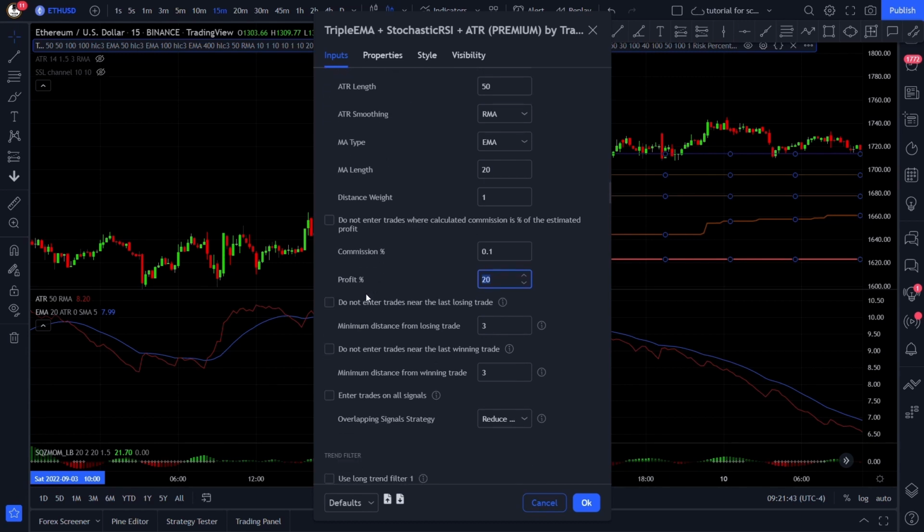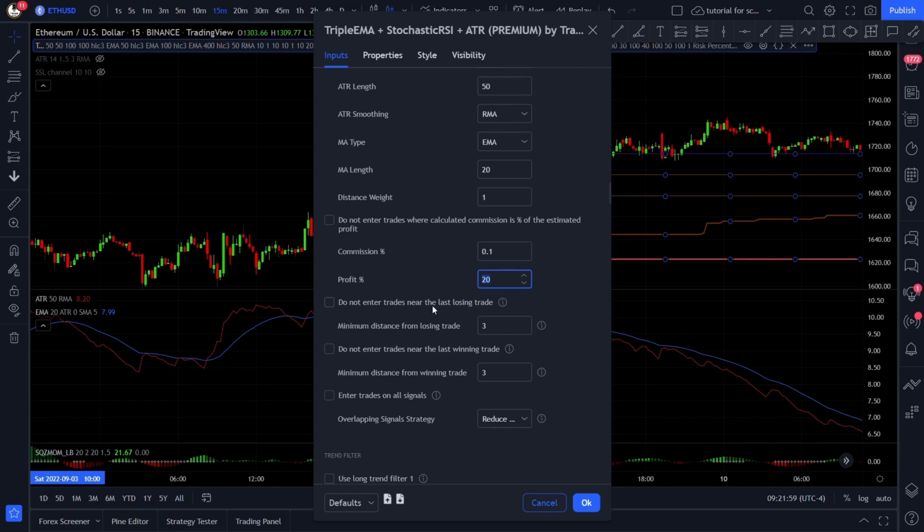Next option is the do not enter trades near the last losing trade. One day as I finished optimizing a strategy, I noticed that after a losing trade, there are a lot of times when the following few trades are also going to be losers. If you face a similar problem, we can use this function.